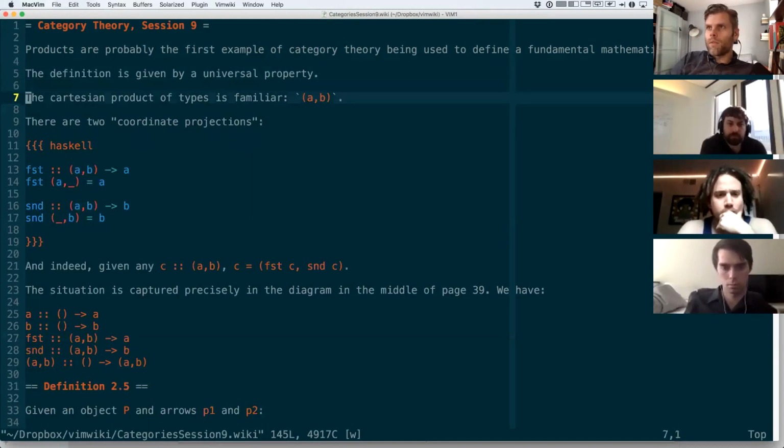So he gives the example of the Cartesian product of types, which we're just going to use to orient ourselves to products. So we're all familiar with the Cartesian product of types, or what he calls sets.